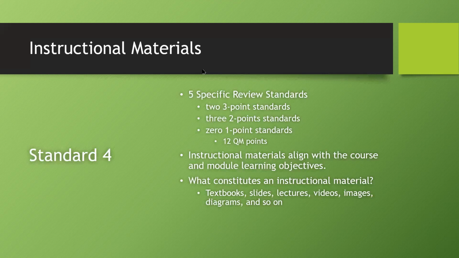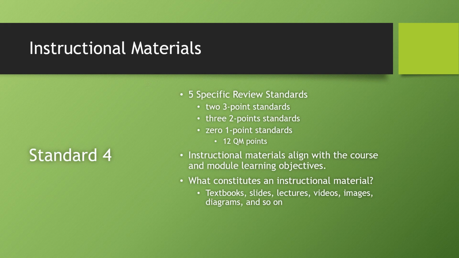All right, so standard 4 is our section on instructional materials. There are 5 specific review standards, just like there were in standard 3. And just like in standard 3, there are 0 1-point standards, but there are 2 3-point standards and 3 2-point standards. So for standard 4, you have the opportunity to earn 12 quality matter points.